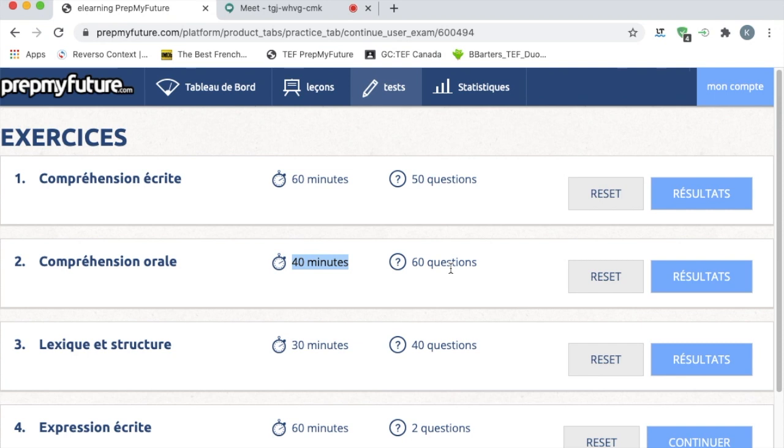The problem here is that the majority of the clips will be played only once. Some of them will be played twice, very few of them, but most of them will be played only once. And unfortunately the exam is continuous for 40 minutes. They play a clip, give you like 30 seconds to answer, then they play the next clip. So the concentration levels have to be maintained for the whole 40 minutes, and that's why it's a little tough, much tougher than DELF.